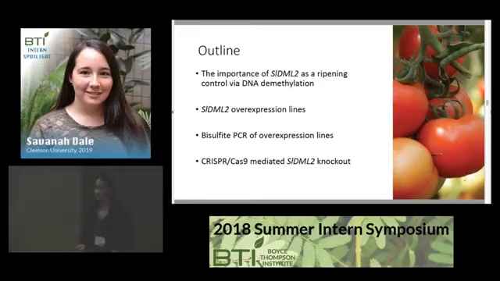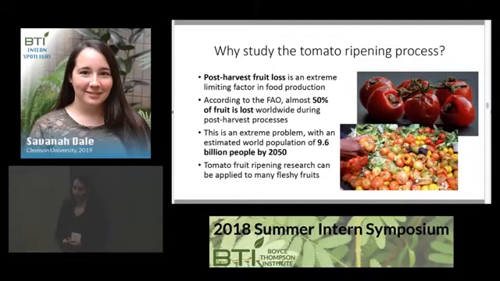So why would we study the tomato ripening process? We know that today, post-harvest fruit loss is one of the most limiting factors on our food production and distribution systems. According to the FAO, in fact, about 50% of fruit is lost worldwide due to these post-harvest processes. This is an extreme problem, especially when we take into consideration the fact that we'll have approximately 9.6 billion people on the planet in the year 2050.